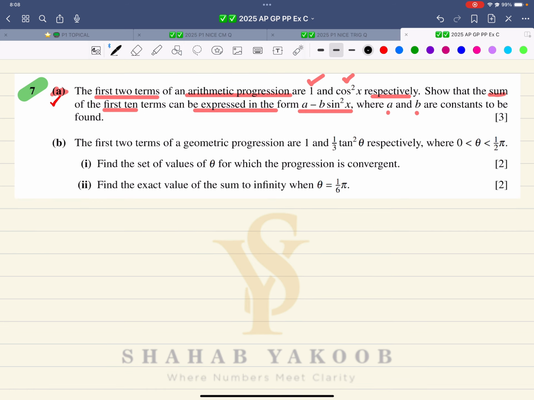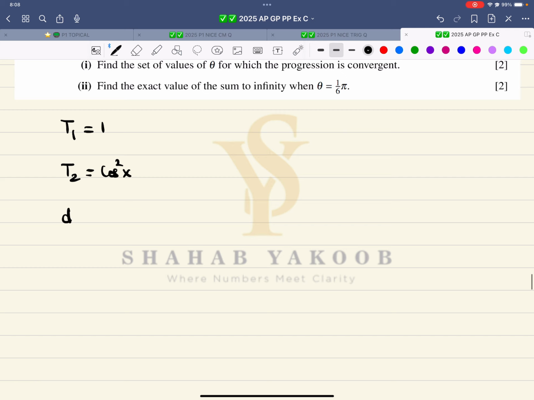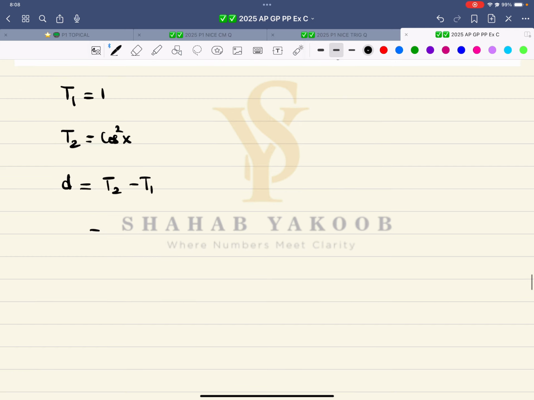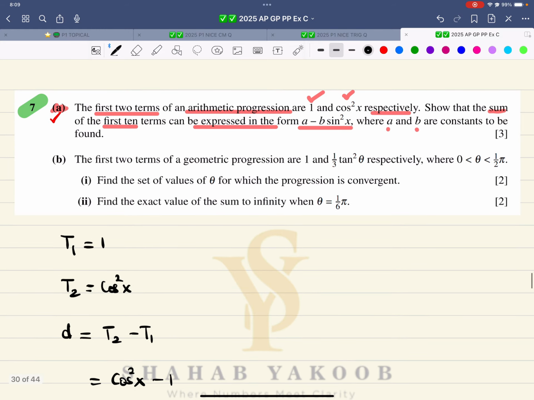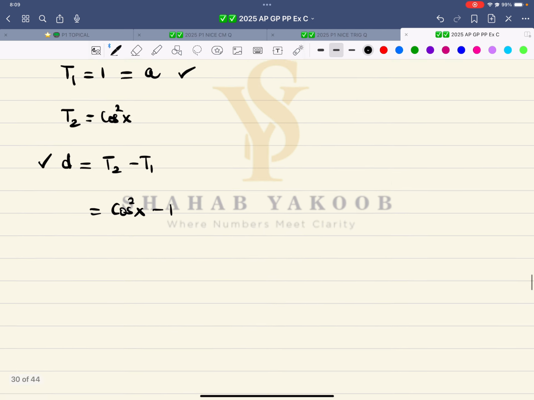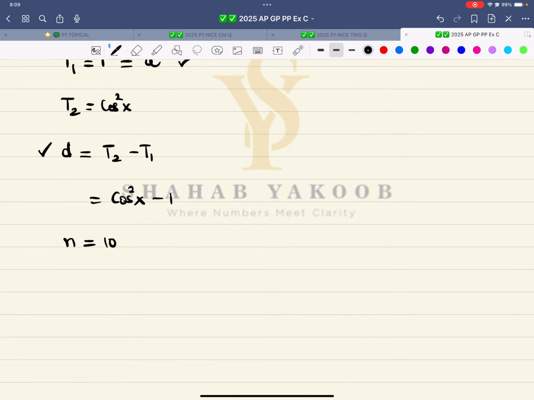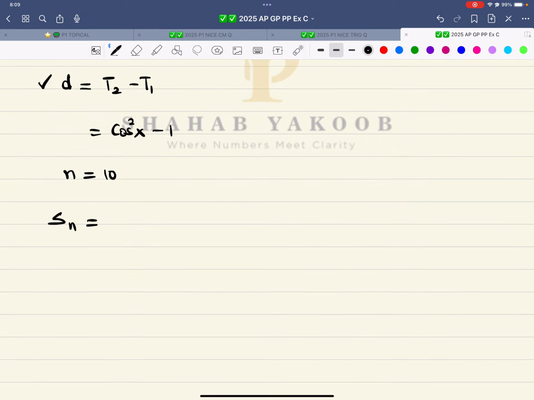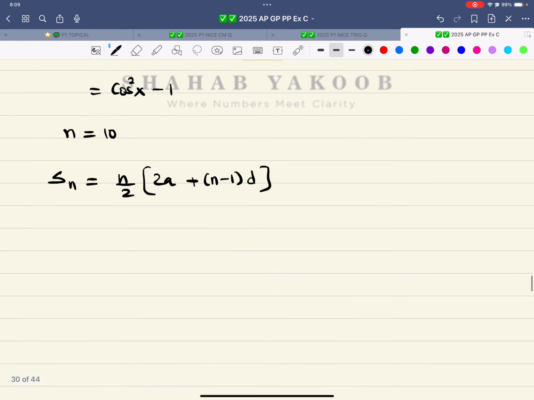So now t1, that is 1, t2, that is cos square x. What is the definition of constant difference or common difference? That is t2 minus t1, which is cos square x minus 1. And this t1 is equals to 1, that is the first term. So we have a, we have d, we have n, that is 10. Therefore, sum of n terms, that is n divided by 2, 2a plus n minus 1 in brackets multiplying with d.